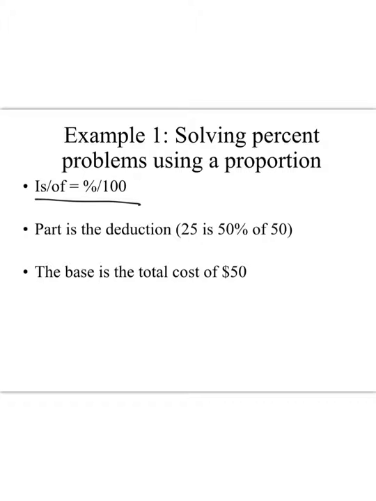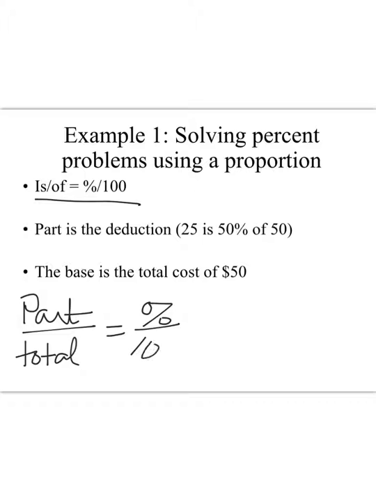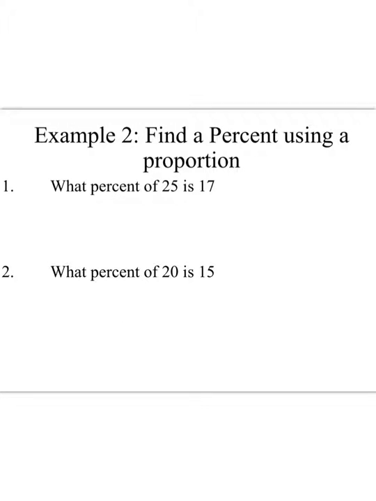In addition to is over of, there's also another way the formula can be worded. It's the same formula, I'm just changing the words. And that is part over total equals percent out of 100. Same thing, but now we're using part and total instead of is and of. So basically what we're going to be doing through this lesson is just moving the x around the proportion and finding the missing pieces.